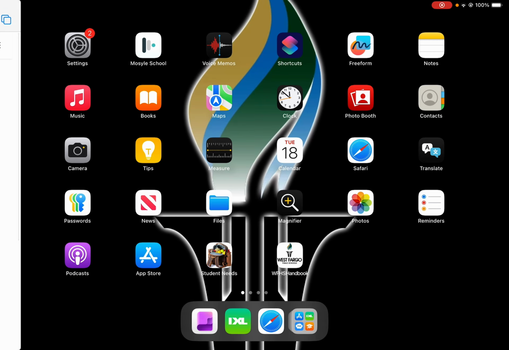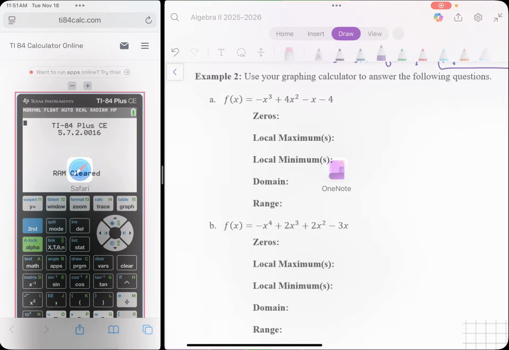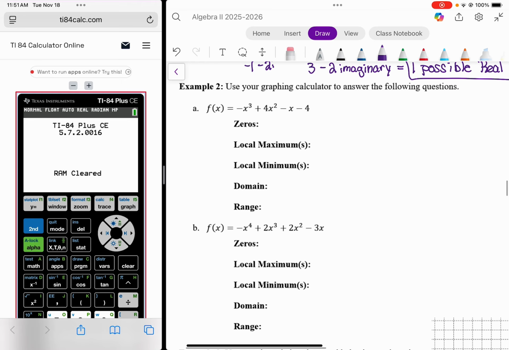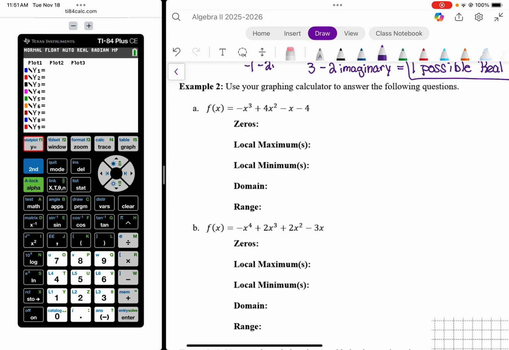Let me split this. Okay. So we're going to graph this. So to start, you hit the y equals, and then you type in your equation, negative x to the power of 3. And we went over that last chapter, so hopefully you remember how to type in your equations. Minus x, and then minus 4. Okay. And then we are going to graph. All right, so I have my graph here.